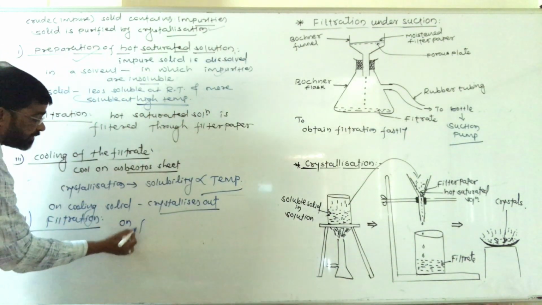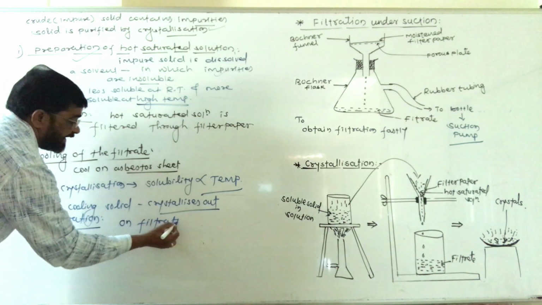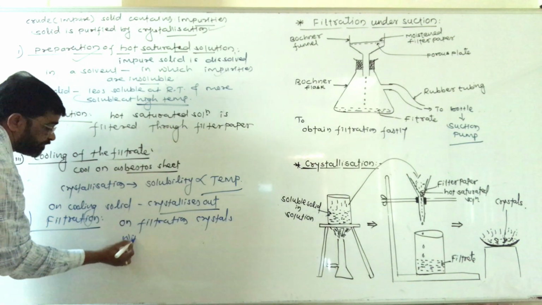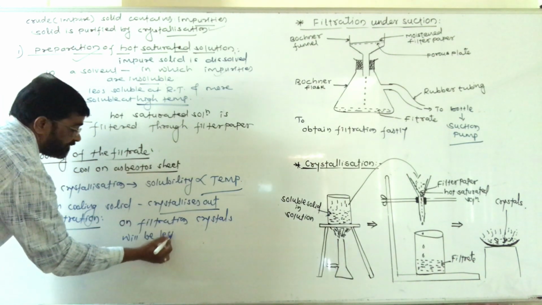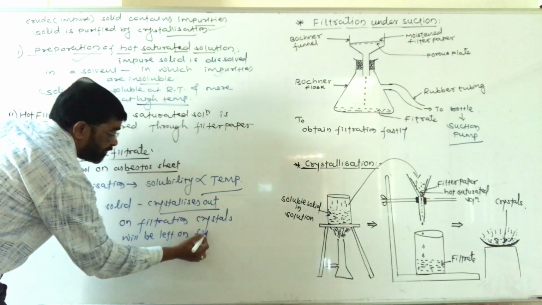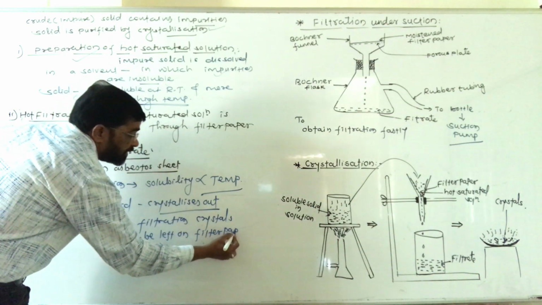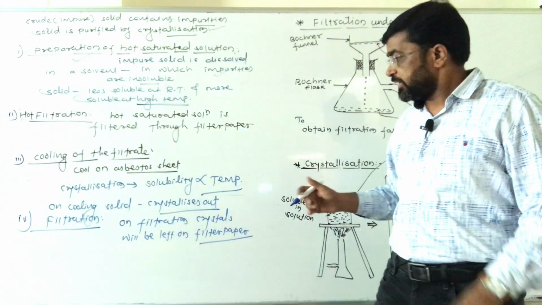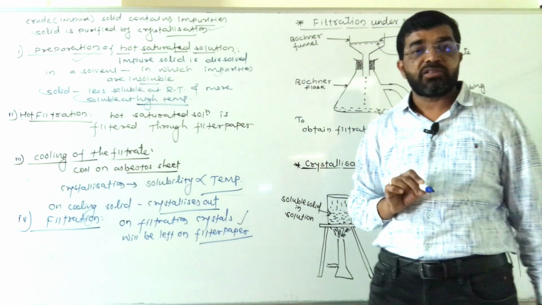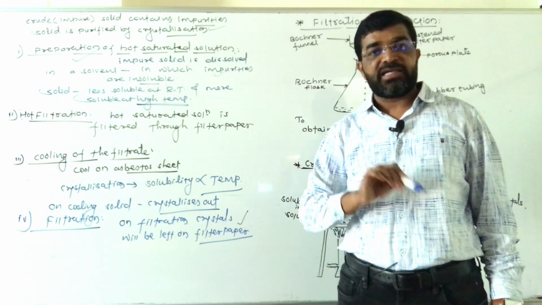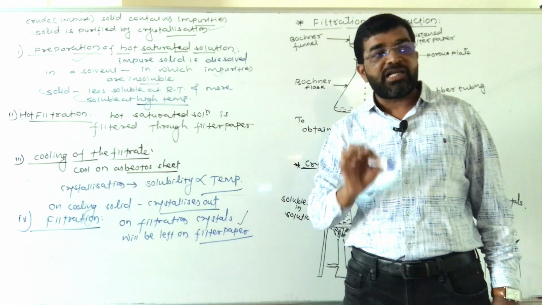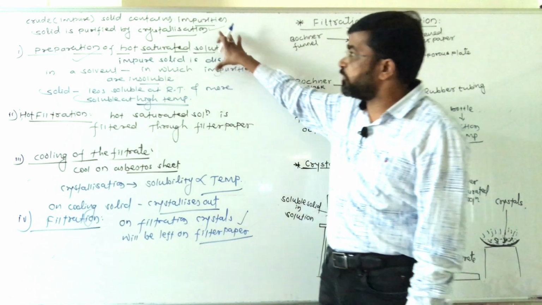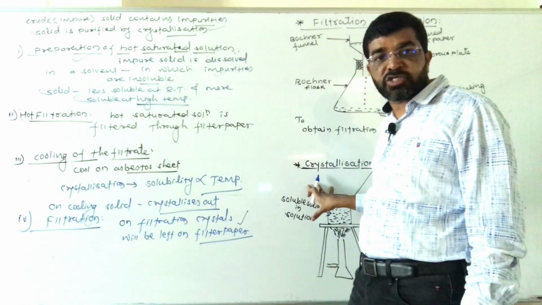On filtration, crystals will be left on the filter paper. They are dried using filter paper, and their purity is checked by taking the melting point. When the melting point is observed to be sharp, then it is a pure crystal. So these are the 4 steps involved in the crystallization process.